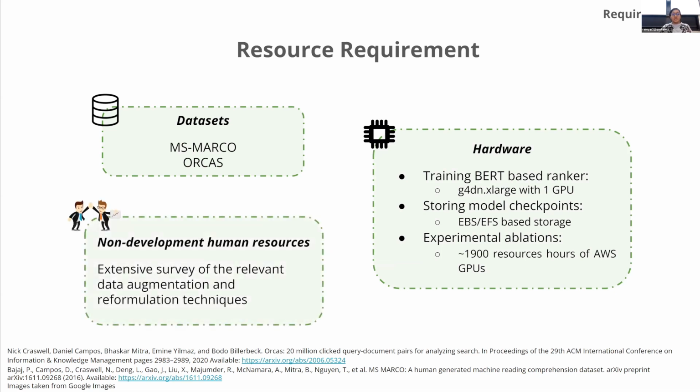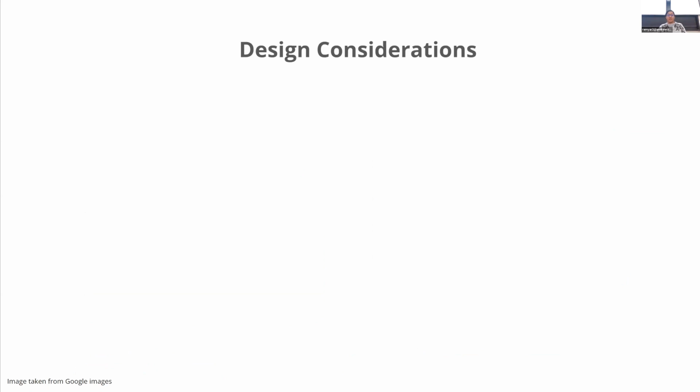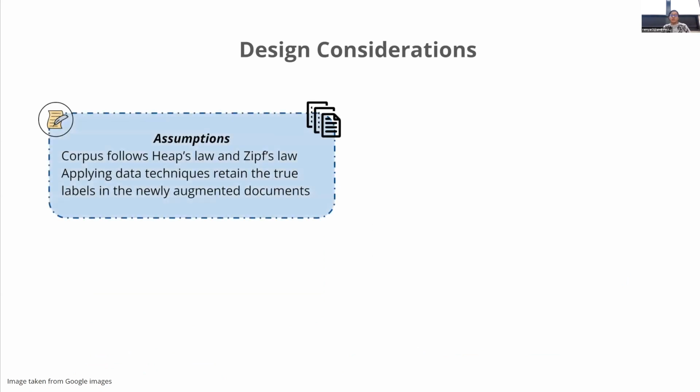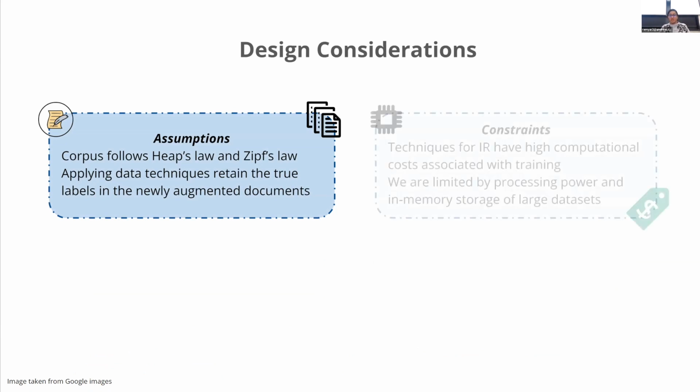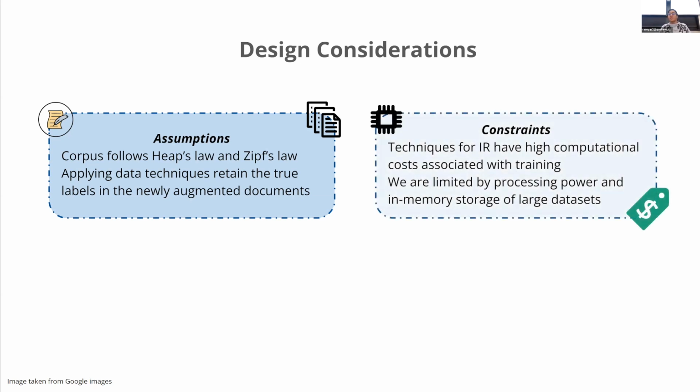We also conducted an extensive literature survey of all the data augmentation and reformulation techniques to identify our baseline and our technique. The assumptions that we go with is that the data set follows Heap's law and Zipf's law, which are corpus level statistics. And also applying a data technique will retain the true labels in the newly augmented documents. We have constraints on the amount of resources that we have available. So we do not consider models that have high computational costs as well as large data sets.